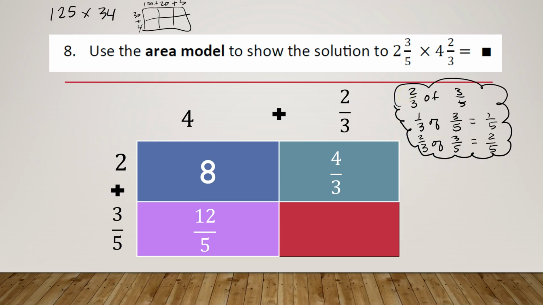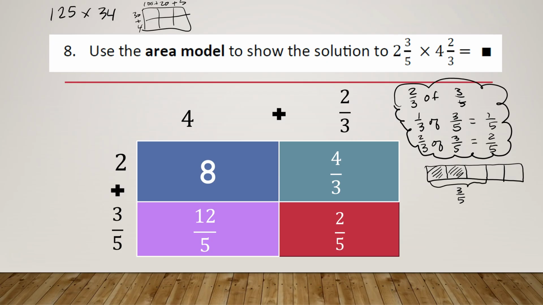Now, if you couldn't do that in your head, then we would have to draw 3/5 and then take 1/3 of it. Okay, so 3/5: 1, 2, 3, 4, 5, right? So 3/5 is this right here. And we are taking 1/3, 2/3 of 3/5, and that is 2/5.